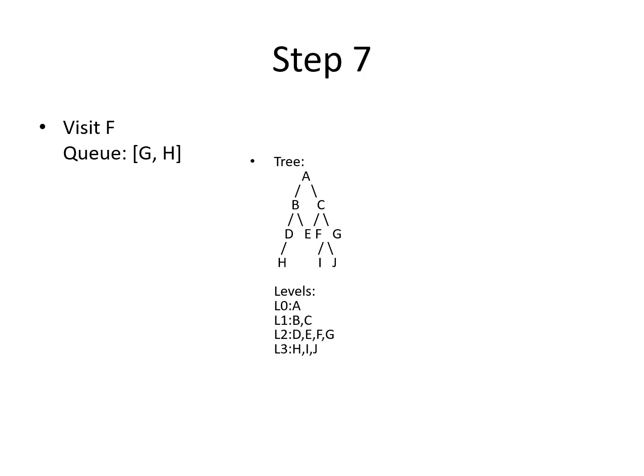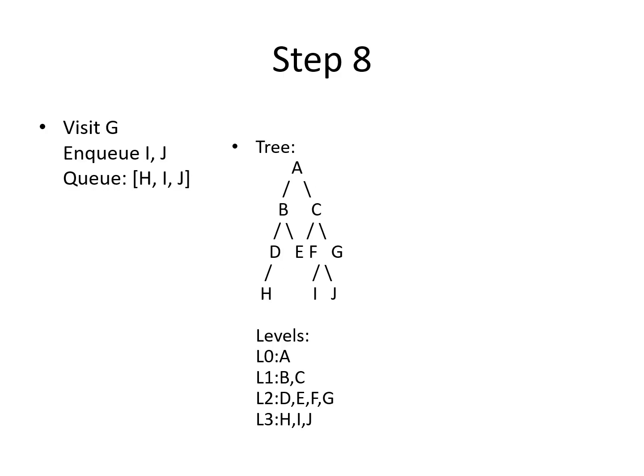And then step 7 is what now? Visit of F. So what is happening here? And then G and then H, and then make the ordering for G and H over here. And then step 8 here. So the visit of G is being handled.